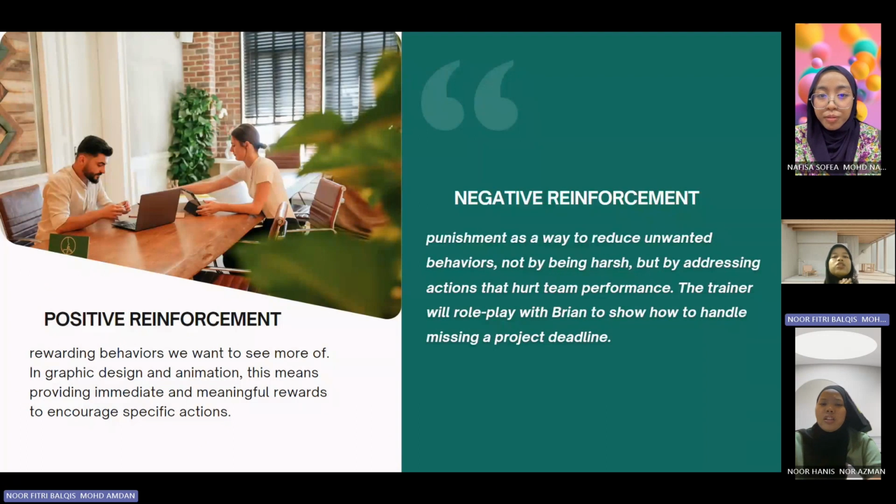So next, let's talk about punishment, which is a negative reinforcement. Punishment is a way to reduce unwanted behavior, not by being harsh, but by addressing actions that hurt the team's performance. The trainer will role play with Brian to show how to handle the job. So it is about how to reduce behavior we don't want. Is it not about being harsh?